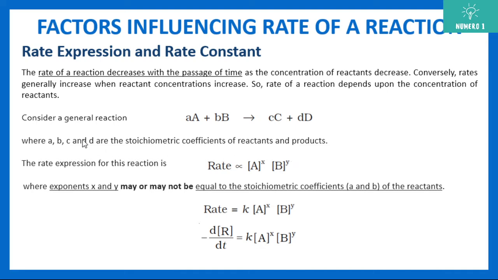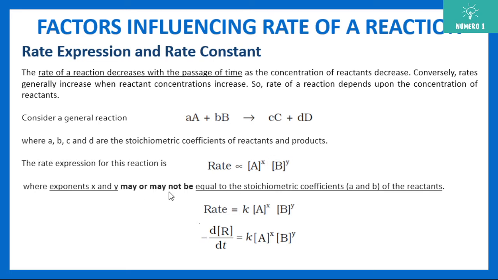Very important here: a, b, c, d are the stoichiometric coefficients of the reactants and products. Here, X and Y are the exponents of A and of B. They may or may not be equal to the stoichiometric coefficients a and b of the reactants respectively. It's not compulsory that this X is the same as a. It may be or it may not be. We do not know. This Y may be equal to b or may not be equal to b. Please note this.